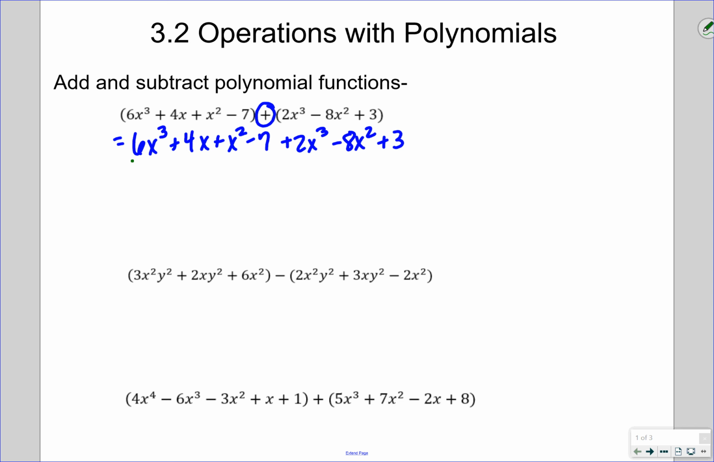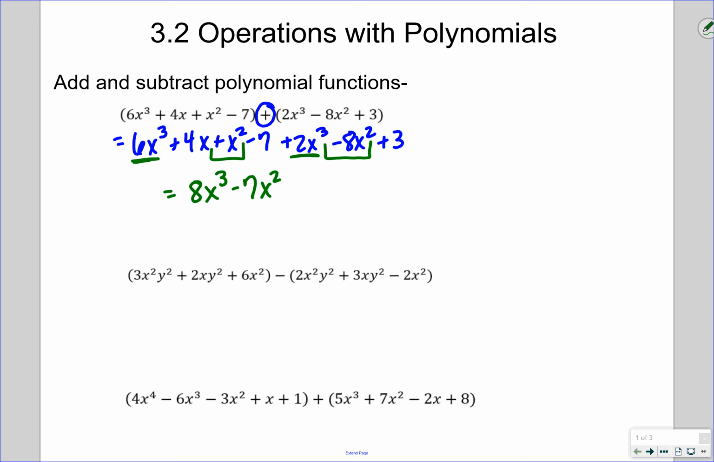I have one cubic and another cubic here. So 6x cubed and 2x cubed gets me 8x cubed. You do not increase the exponent. You're just adding the same category of x. And then I'm going to move on to my squareds. I'm going to go in descending order. So I have 1x squared minus 8x squared. So now I have negative 7x squared.